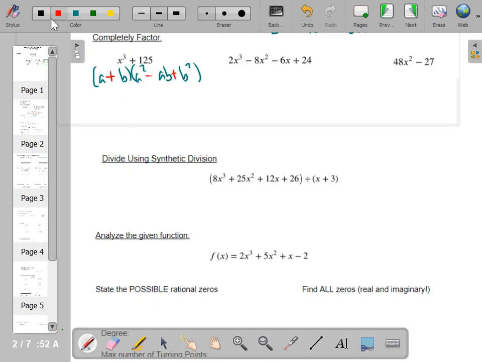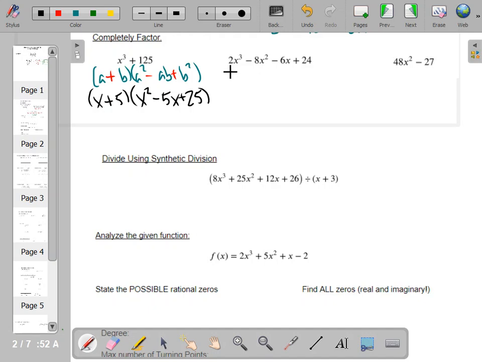What's the cube root of x cubed? That'd be x. The cube root of 125 is 5. So x plus 5. If you take that x and you square it, now you have x squared. If you multiply these two things together, you get 5x, and 5 squared is 25. So that is a sum of cubes. You just have to remember the formula.